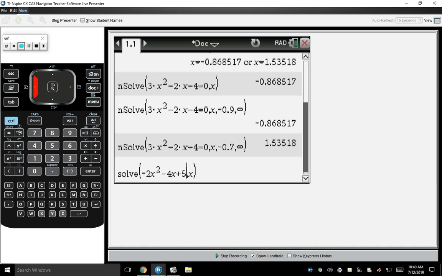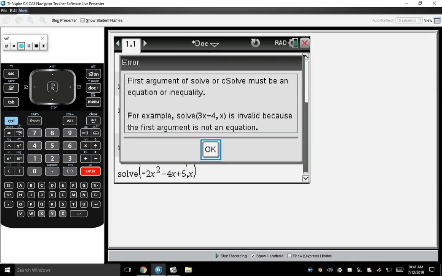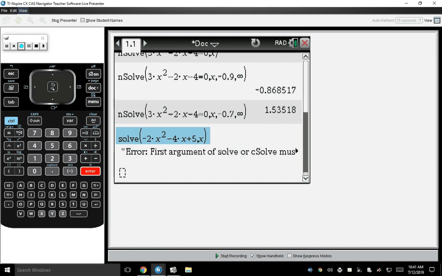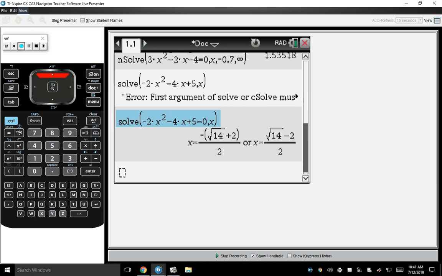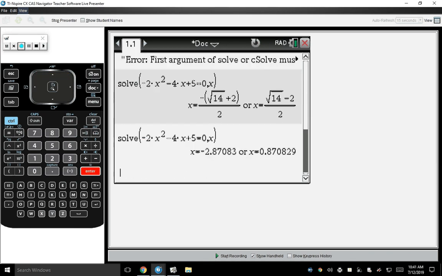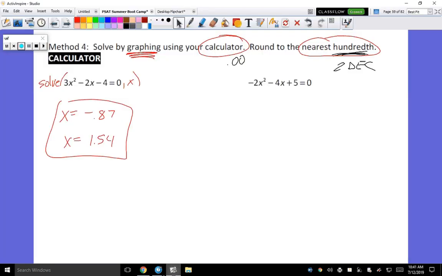Is that correct? Okay. Comma x. Whoops. I gotta set it equal to what? 0. And that's the other thing. If you don't have an equation and you just have an expression, it's not gonna solve for x because it's saying you don't have an equation there. So you have to have it like an equation by setting it equal to something, whether it's 0 or another number. Okay. Let's control enter. And then we get negative 2.87 and 0.87 because we're rounding to 2 decimal places.